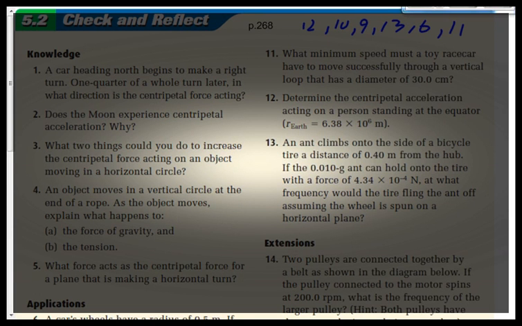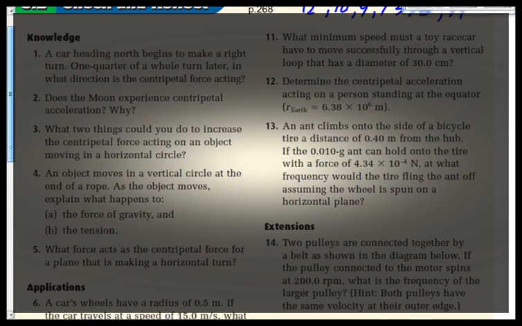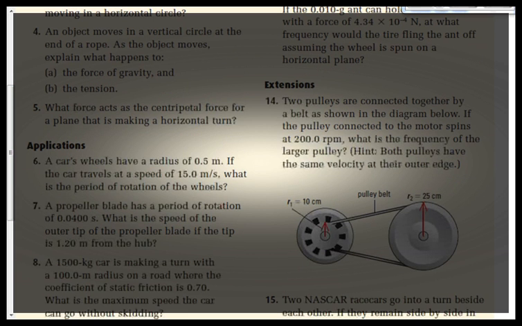Looks like the upper questions for sure. All right, let's take a look at number 6 first. It says the car's wheels have a radius of 0.5 meters. The car travels at a speed of 15. What's the period of rotation of the wheels?